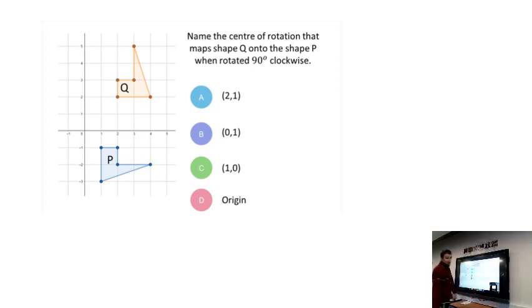Okay, so pause the video and have a go at this question. Name the center of rotation that maps shape Q onto shape P when rotating 90 degrees clockwise. So here let's do a bit of trial and error. I'm going to look at this point here, and let's just see if 2, 1 is the point of rotation. So 2, 1 is going to be here. X value is 2, Y is 1. Just draw a line. Then I'm going to see this line is rotated, and the new point is here. So this angle here is definitely greater than 90 degrees. So it's not going to be this. You can check with a protractor.